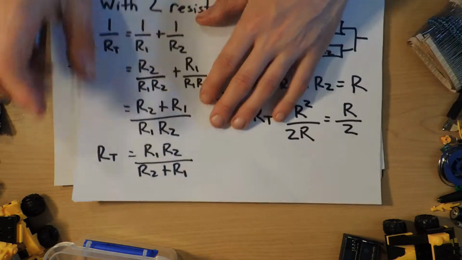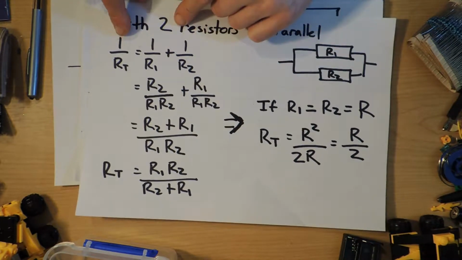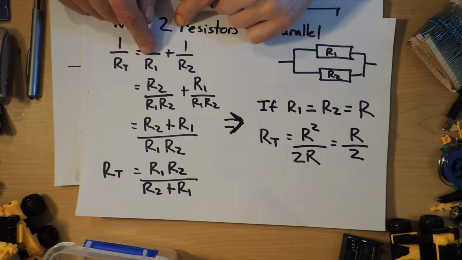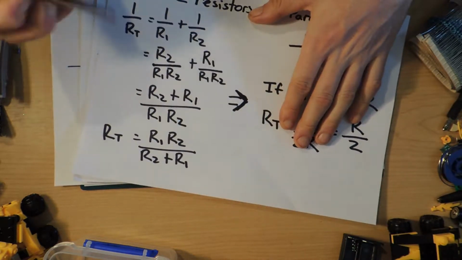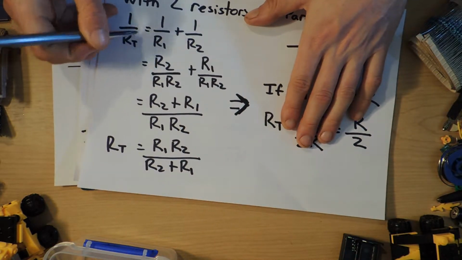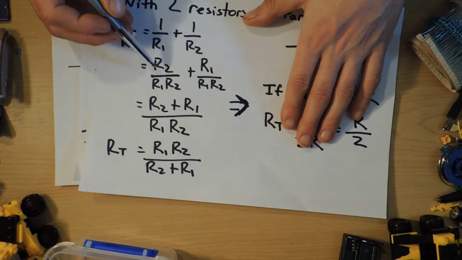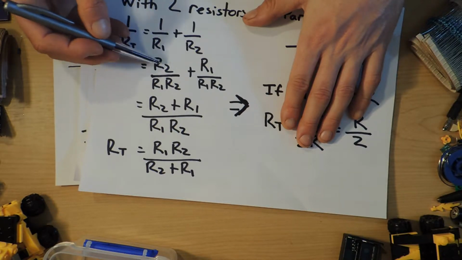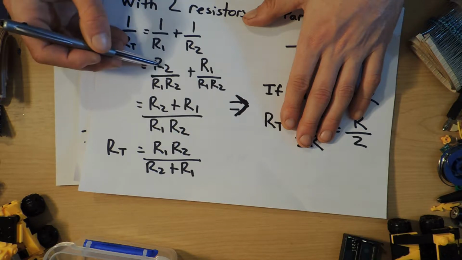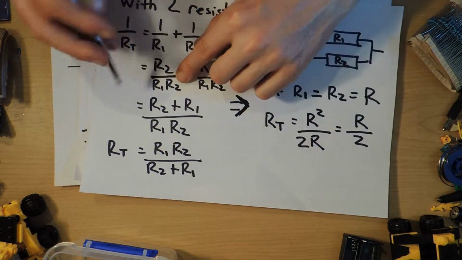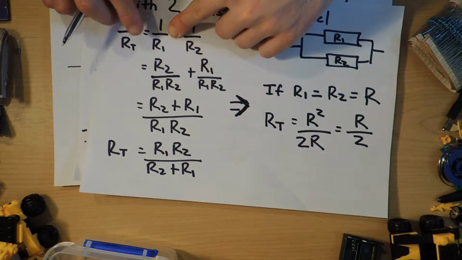So we're going to go through the simple way with 2. Here I've written 1 over RT equals 1 over R1 plus 1 over R2. All I did then was add an R2 to the top and R2 to the bottom, and R2 divided by R2 is 1. So this term is the same as that term. So just going through the algebra here.